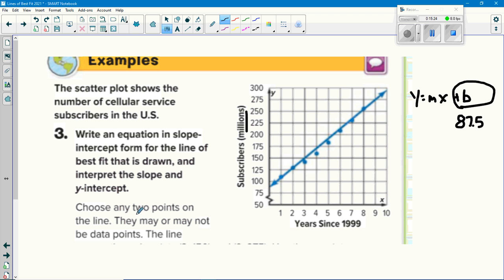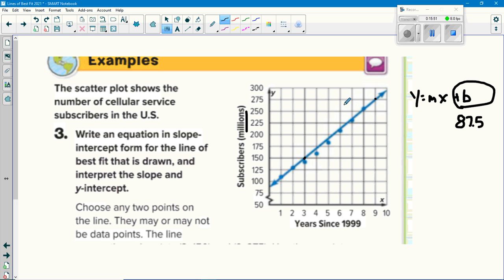Now the slope. It says choose any 2 points on the line. They may or may not be data points. In other words, look at the line, don't look at the dots. What have I always taught you about the lines? Find obvious grid marks that they hit. There's an obvious grid mark right there. And there's another good one right there. Those aren't actual data points.